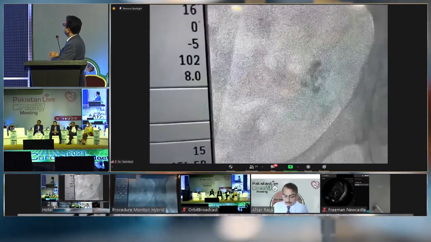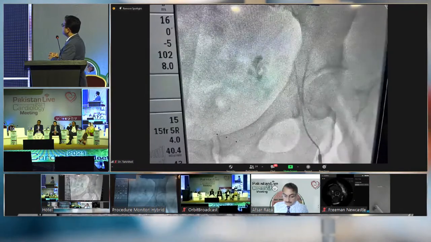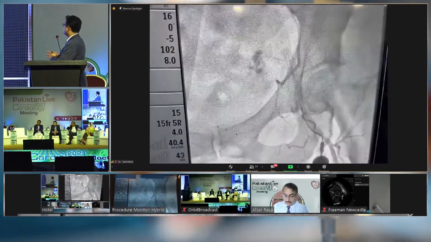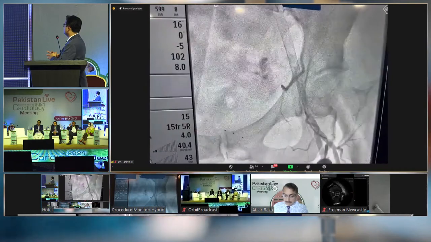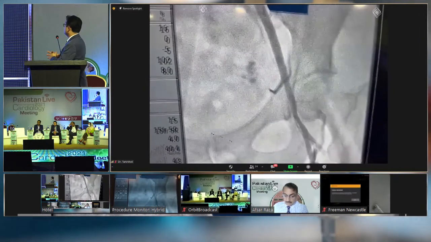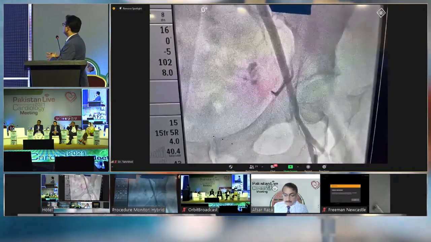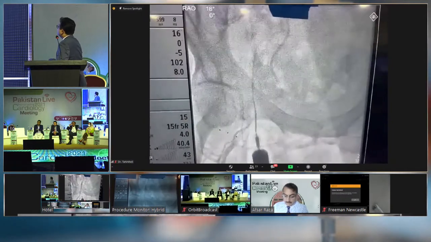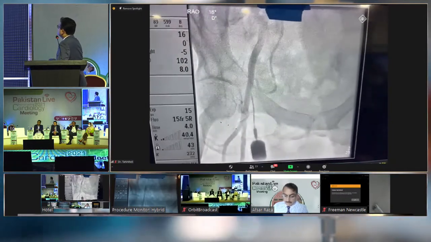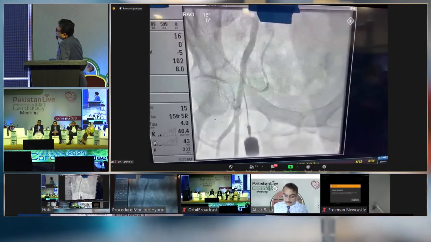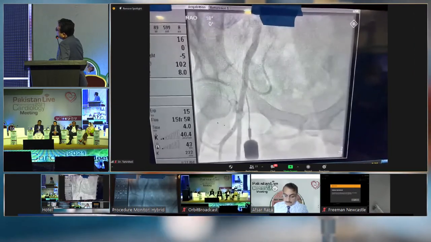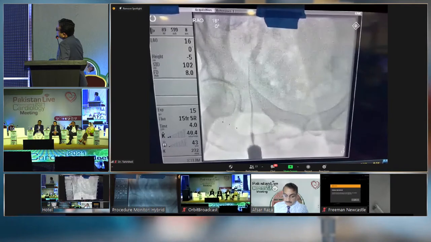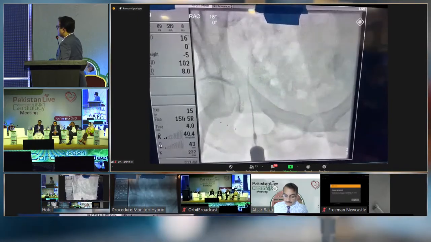Perfect. So this is the first picture we have done, that access on the left side. That's a standard micropuncture technique, and we use both ultrasound and fluoroscopy guidance. On the left side, we have six French sheaths, arterial and venous. On the right side, which is going to be our main site, this is already there. We have already put Perclose devices for hemostasis purposes towards the end.